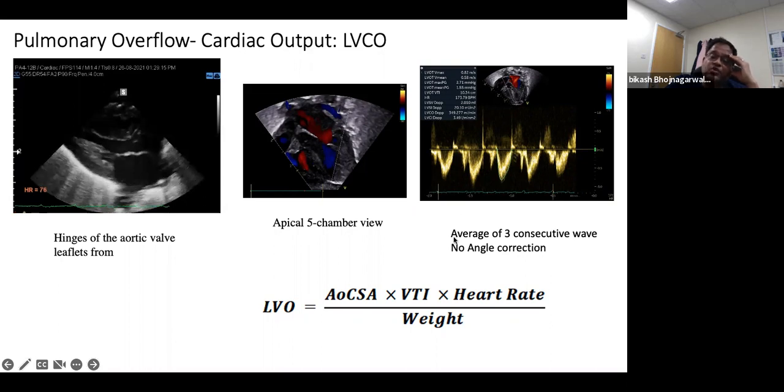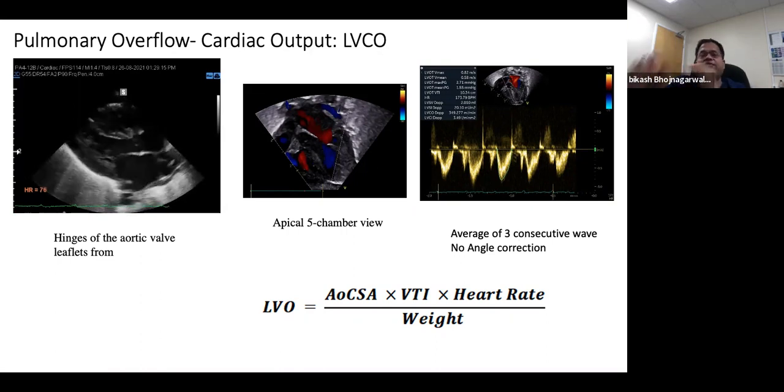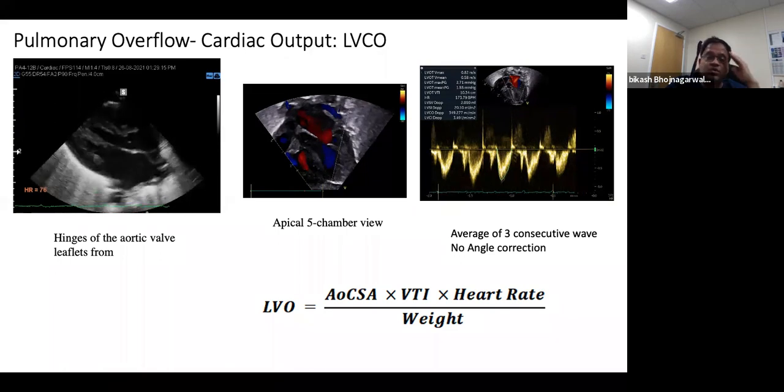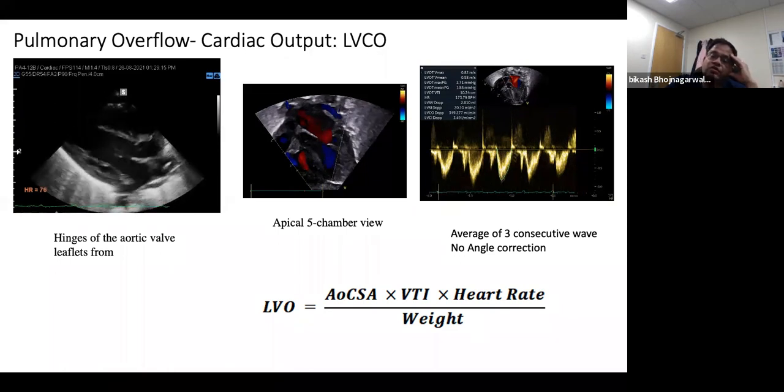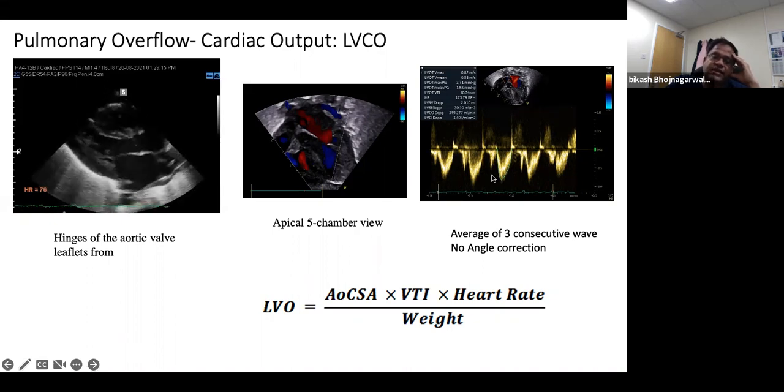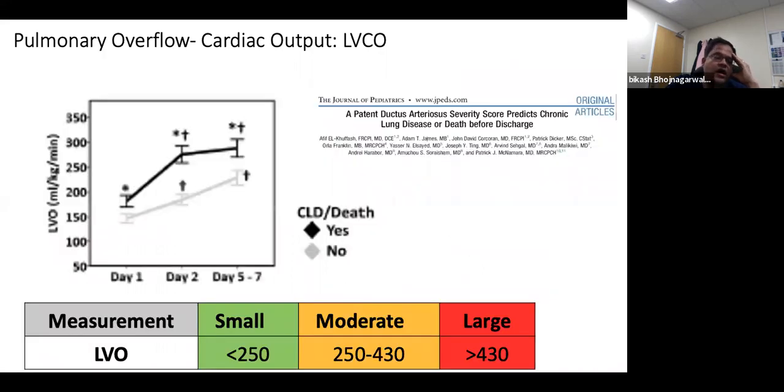What I try myself is to do an average over 3 consecutive waves. Never use an angle correction, because that will significantly give you different numbers as soon as you angle correct. But most of the time, if you do 3 traces and choose the average of it, you'll get a decent number. Again, in terms of reliability of these measurements, this is, I would say, the most standardized or most reliable measurement in terms of shunt volume.